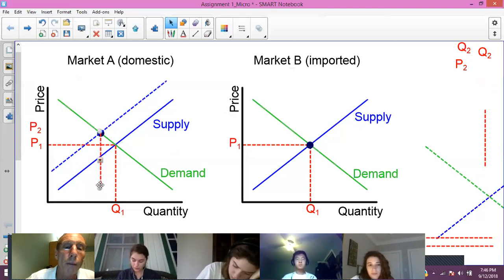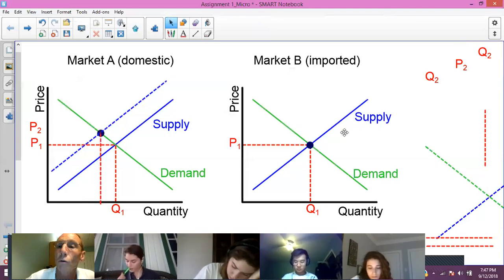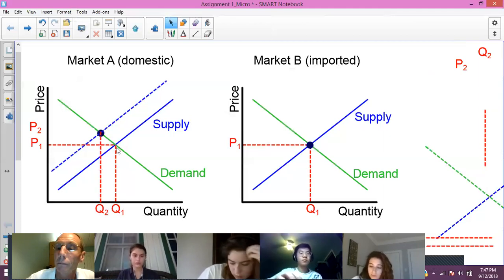So when the supply decreases, we're going to have less quantity produced at a higher price. We're going to end up right here, okay?